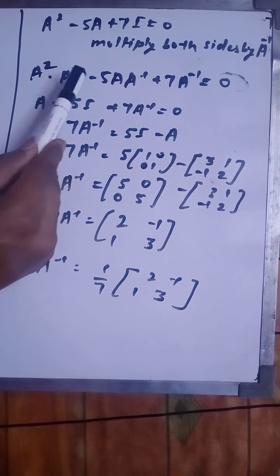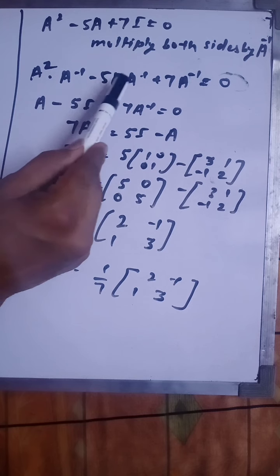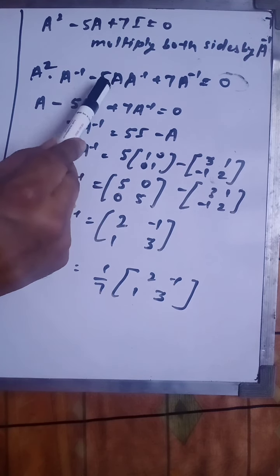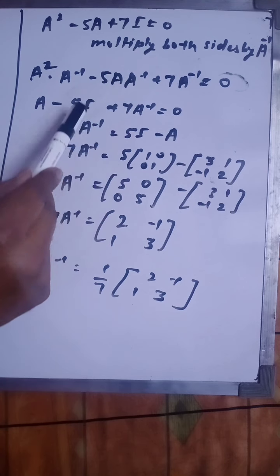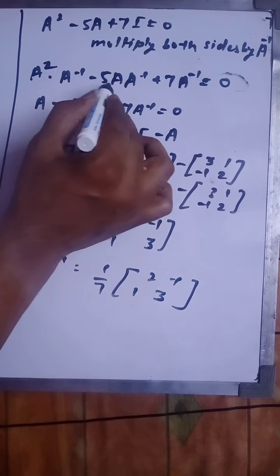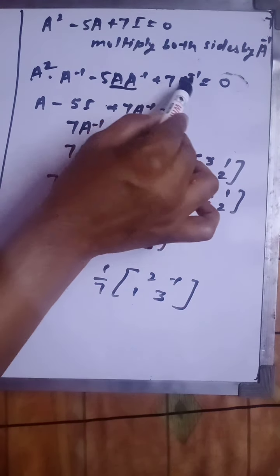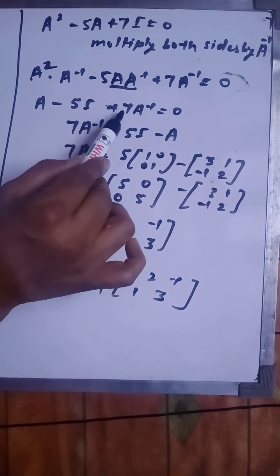Then A square into A inverse, that would be A. Minus 5, A into A inverse, that is I. So we cannot leave 5 alone, so we have to write the identity matrix with it. That is I. So you can say that the value of this is 5I. Plus 7 into A inverse, that is equal to 0.